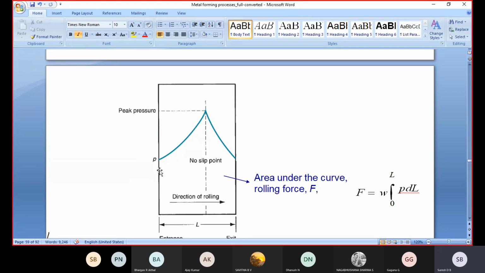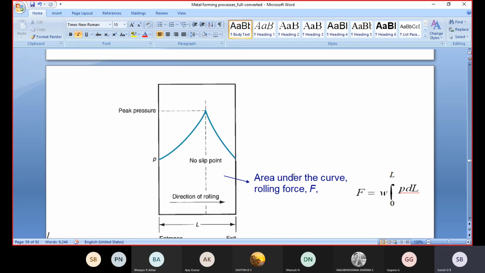This particular curve applies only in the no slip condition. What is slip? What is meant by slip? Slip is nothing but the rollers rotating without moving the workpiece material between the two rollers. Both the top and bottom rollers rotate without the workpiece moving. That is called the slip point.